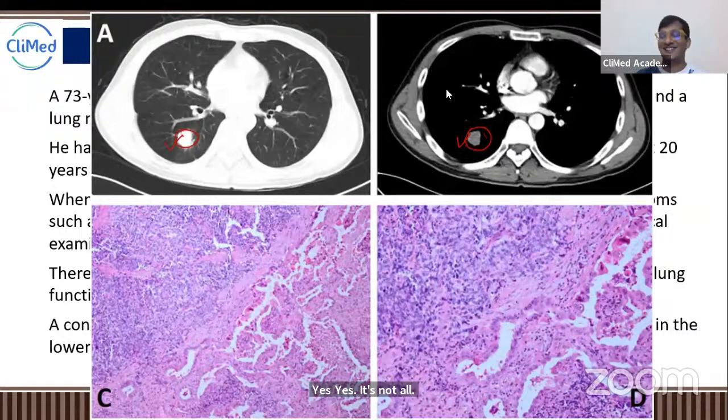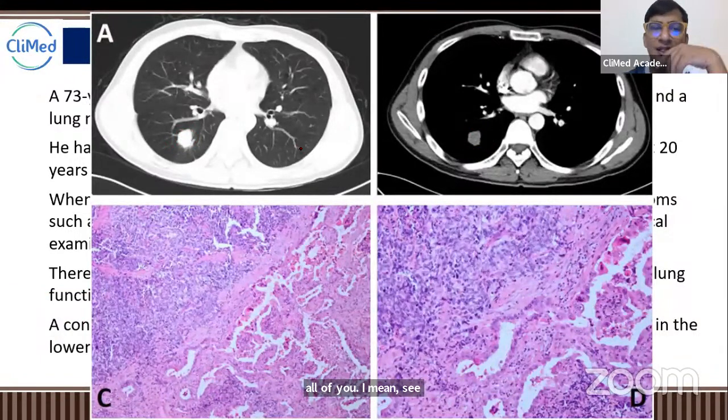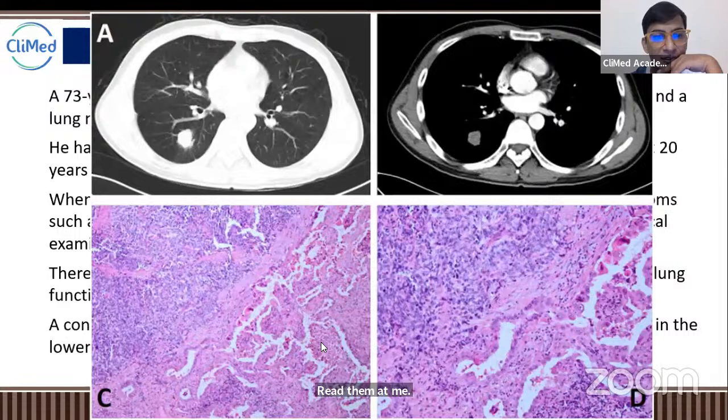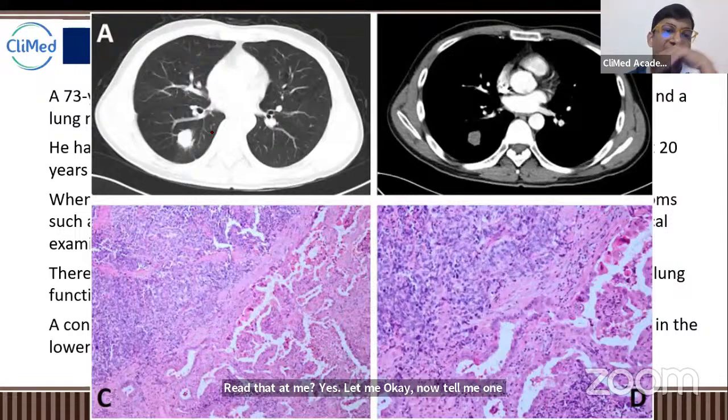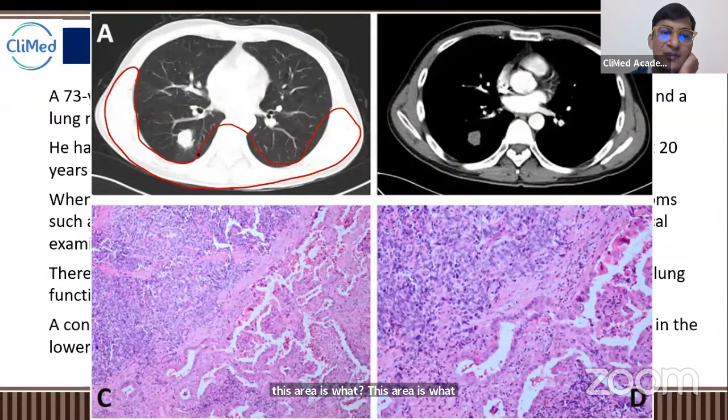Guys, I have a very important question for all of you. You must have read the anatomy, right? Yes or no? Now tell me one important thing. Which area is this? This is the back side, like the back or chest.